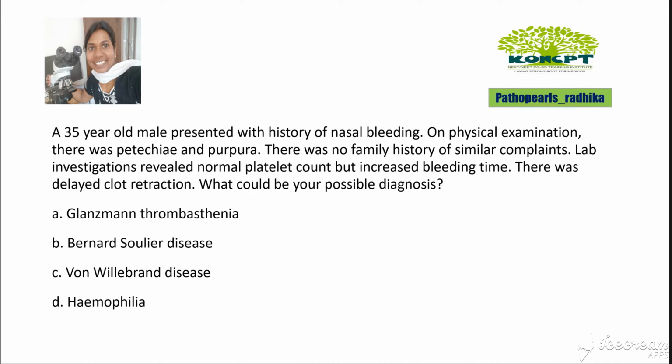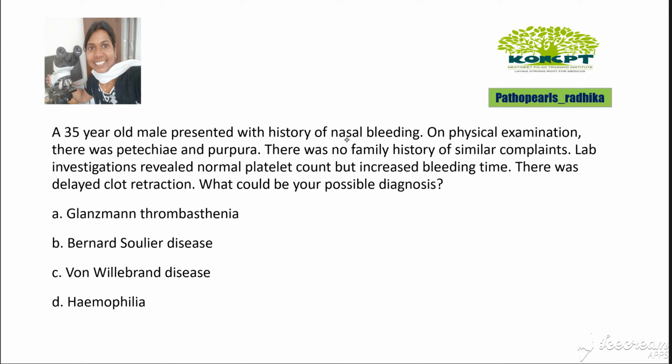The question for today is a 35-year-old male presented with history of nasal bleeding. On examination, there was petechiae and purpura. There was no family history of similar complaints. Investigation revealed normal platelet count but increased bleeding time. There was delayed clot retraction. What could be a diagnosis?